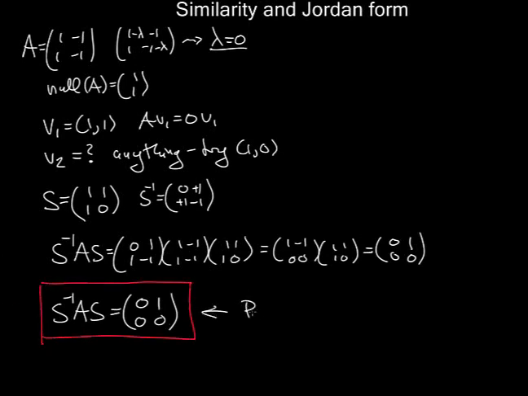The best that you can do is get a 1 in the upper right hand corner. So this is a very important example. This is kind of the starting point of the theory of the Jordan form. So let's talk about that a little bit. What is Jordan form?